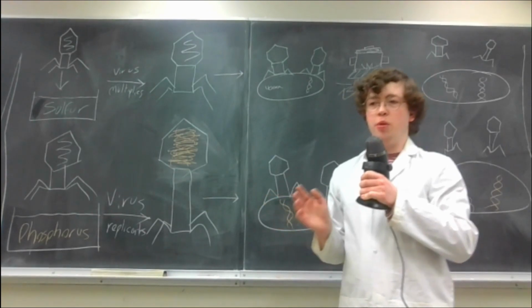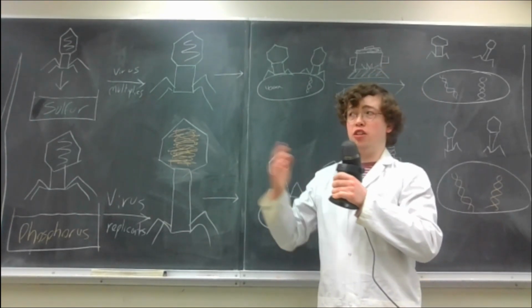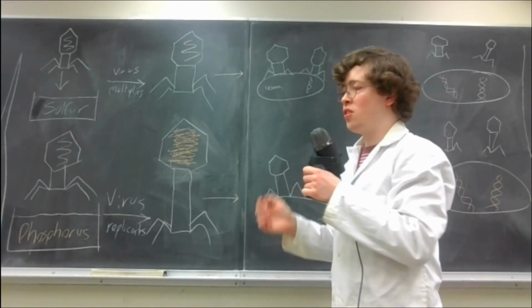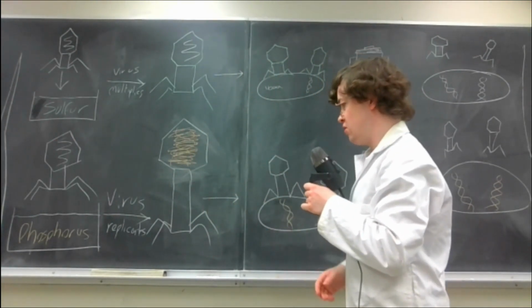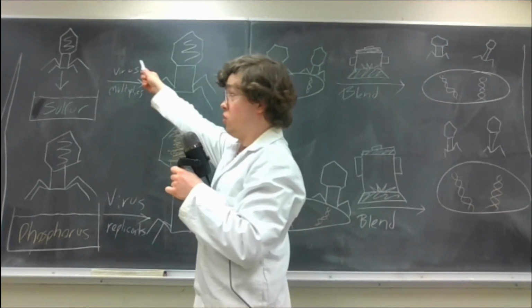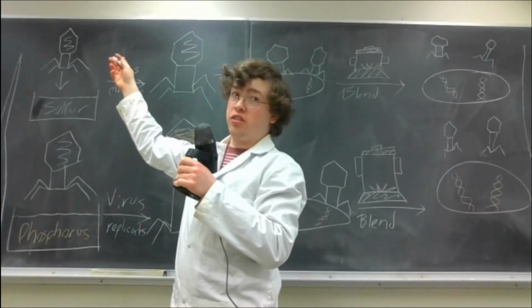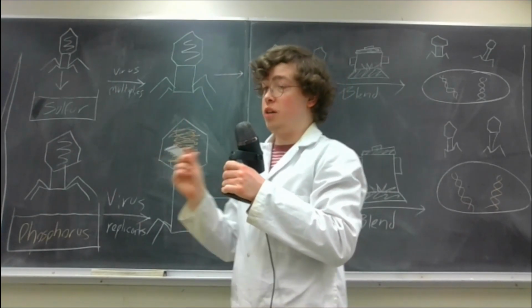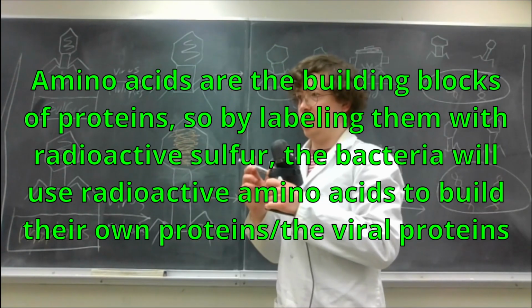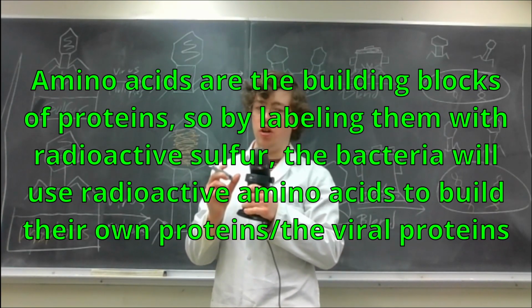In order to determine what the hereditary substance that the viruses were injecting into the bacteria was, Hershey and Chase basically did two almost identical experiments. In one experiment, shown on the top here, they took several bacteriophages and used them to infect bacteria that were labeled with radioactive sulfur. They labeled several amino acids with radioactive sulfur.